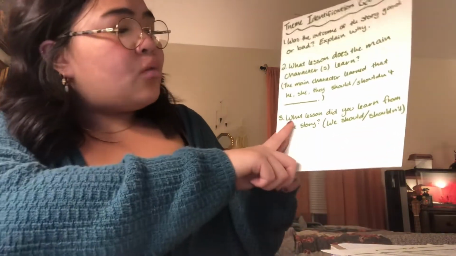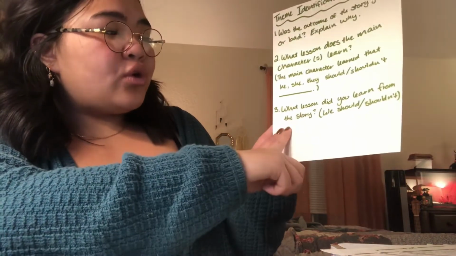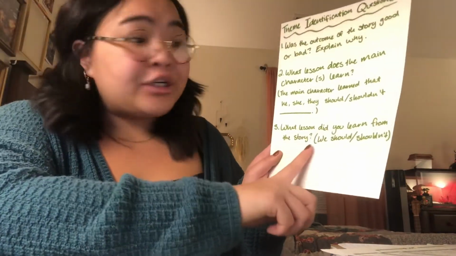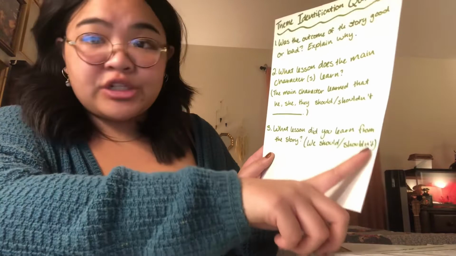Now we'll be looking at our last question. What lesson did you learn from the story? With the sentence structure, we should or shouldn't blank. So looking at that sentence structure, this tells me that we shouldn't judge someone without getting to know them first. So with all three of those questions answered, we know that this story teaches us a lesson about judging others.